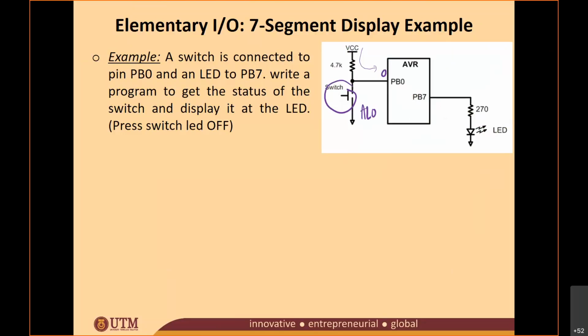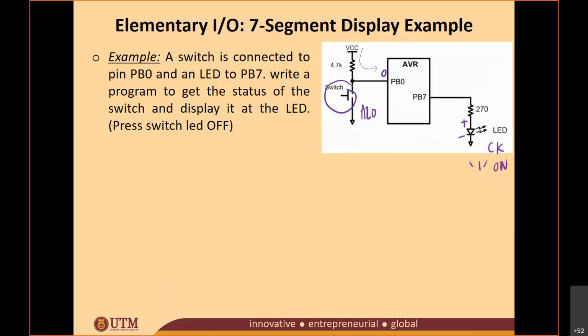So you know this one is active low. What about the LED? Is it common anode or common cathode? Okay, identify dulu. This is positive, this is negative, negative connected to ground. So this one is common cathode, because all the cathodes are connected. The cathode is connected to ground. So to turn on, you need to give 1.